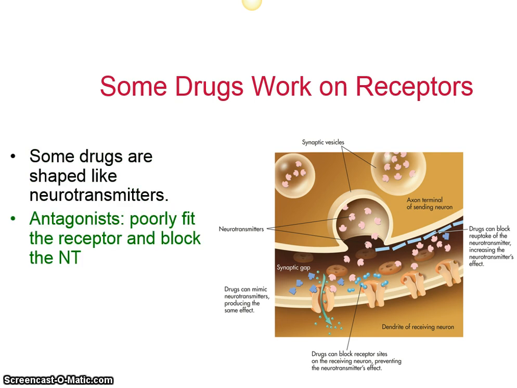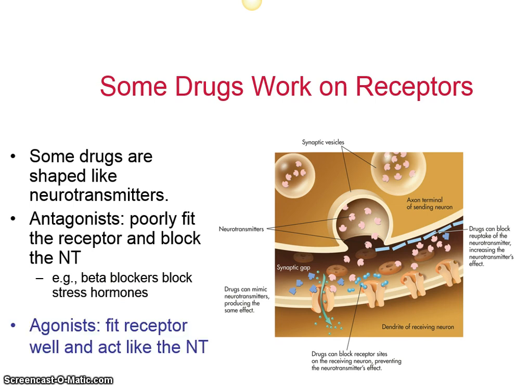Some drugs are shaped like neurotransmitters. Some drugs are not. Some drugs are what we would call antagonists, and these poorly fit the receptor site, and they block the actual transmission of the body's own neurotransmitter. For example, beta blockers block the body's stress hormones. Drugs that resemble the original neurotransmitter are called agonists. These fit the receptor site fairly well, and they mimic, imitate, or act like the neurotransmitter.